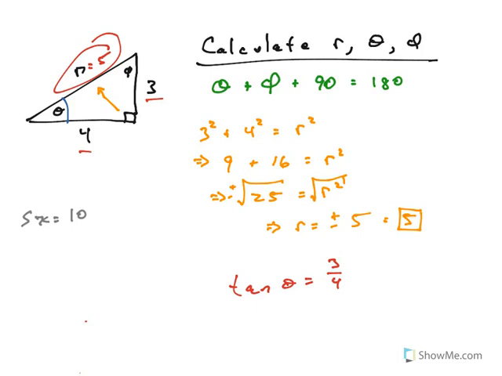And of course, what you want to know is x. I want to know what is x if 5 times x is 10. So how do I do it?